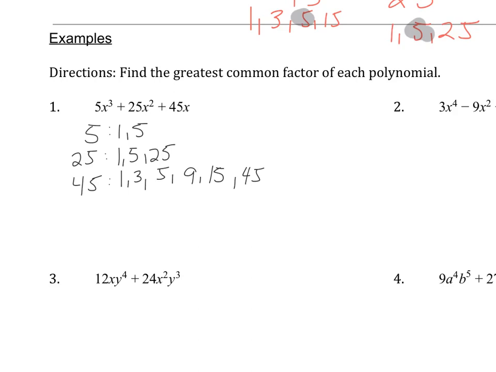So our greatest common factor between all 3 of these is going to be 5. Okay, so that's the numbers. So my greatest common factor for the numbers will be 5. Let's look at our variables now, kind of separately.